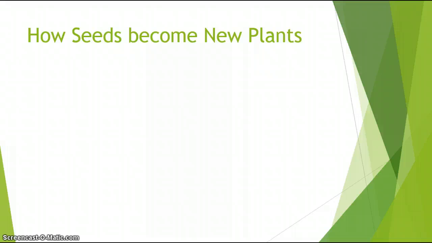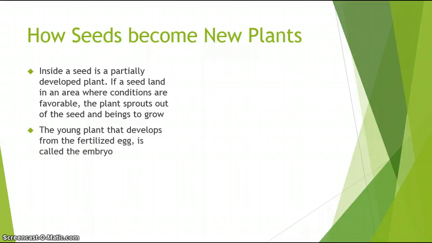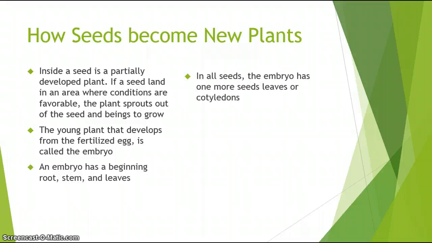How a seed becomes a plant. Inside a seed is a partially developed plant. If a seed lands in an area where conditions are favorable, the plant sprouts out of the seed and begins to grow. The young plant that develops from the fertilized egg is called an embryo. An embryo has a beginning root, stem, and leaves.